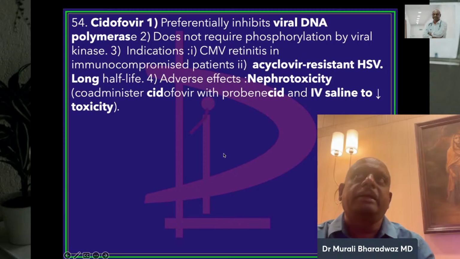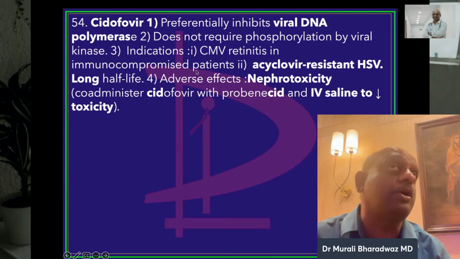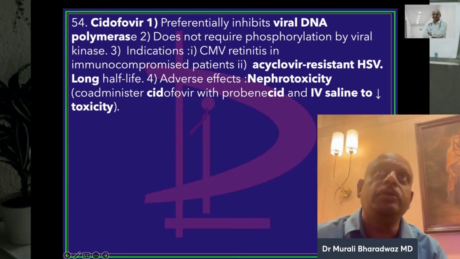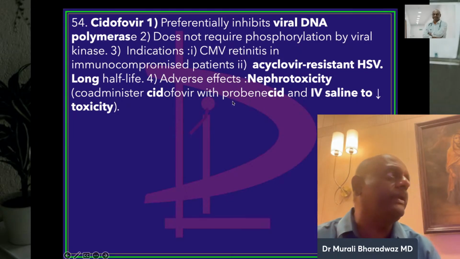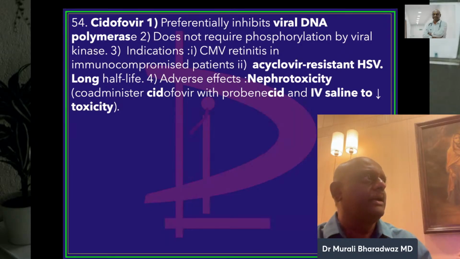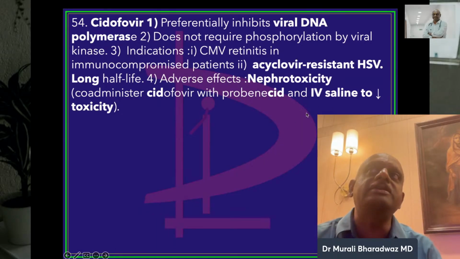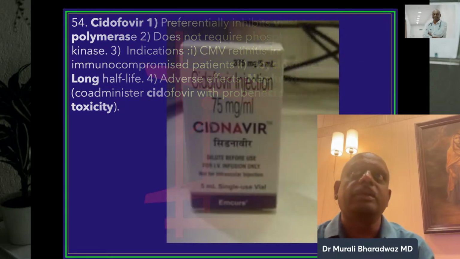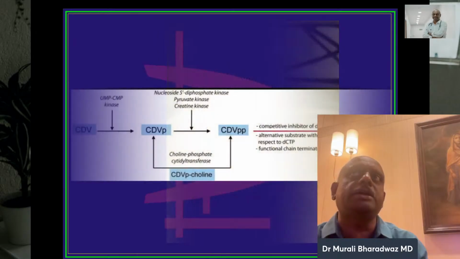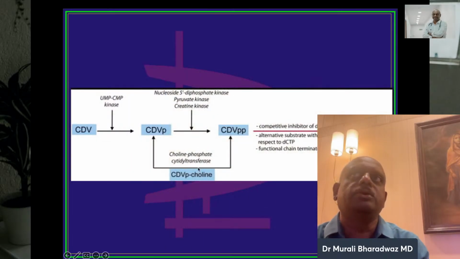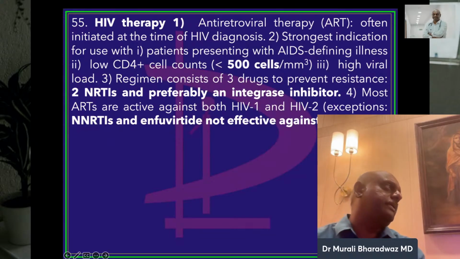And the important thing about cidofovir is it can lead to nephrotoxicity. That's the reason whenever you are giving cidofovir, you combine it with probenecid. Probenecid increases the tubular secretion. So probenecid and IV saline to decrease the toxicity. So this is the cidofovir injection, doctor. So this is how cidofovir will ultimately go and inhibit the viral DNA polymerase.